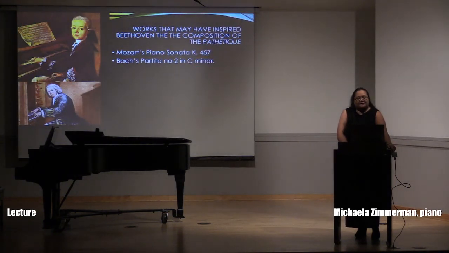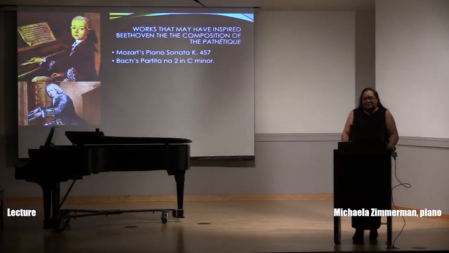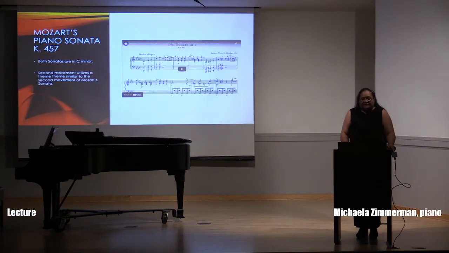Two works that musicologists believe the Pathetique may have been inspired by are Mozart's Piano Sonata K457 and Bach's Partita No. 2 in C minor. First, regarding Mozart's Piano Sonata K457, both sonatas are in C minor. The second movement, Adagio Cantabile, uses a theme that is remarkably similar to the one in the second movement in Mozart's sonata.